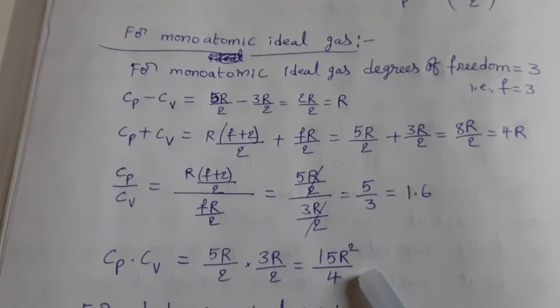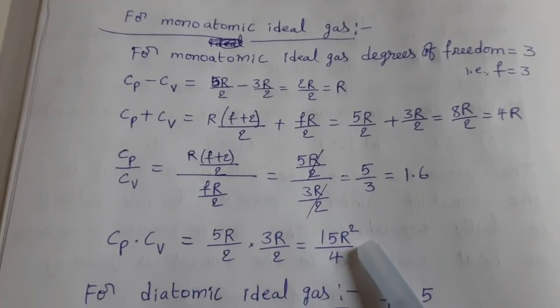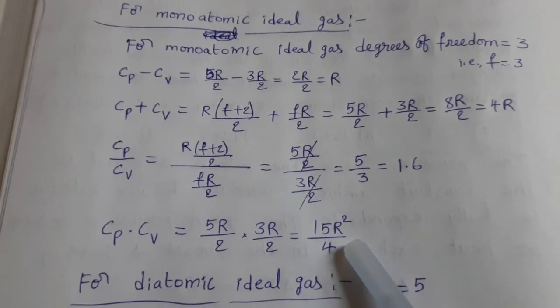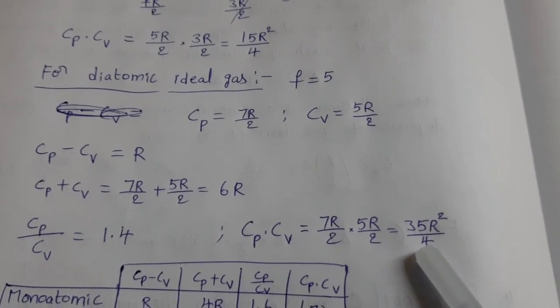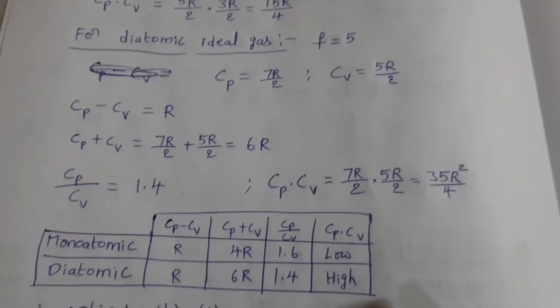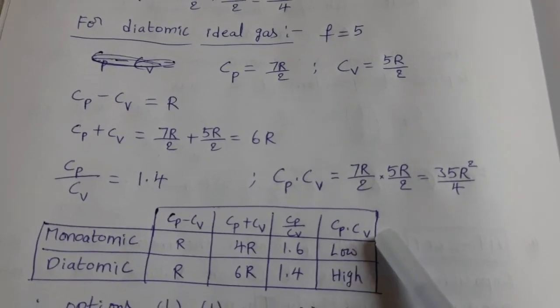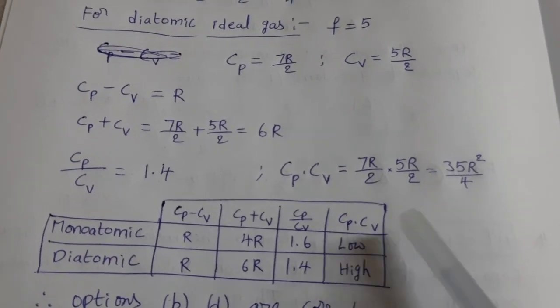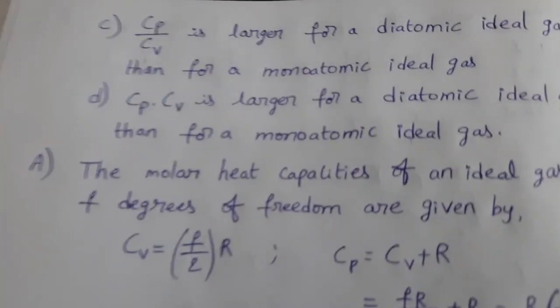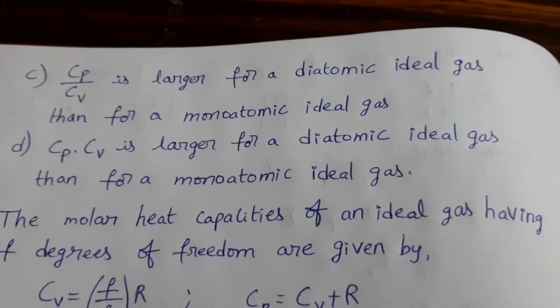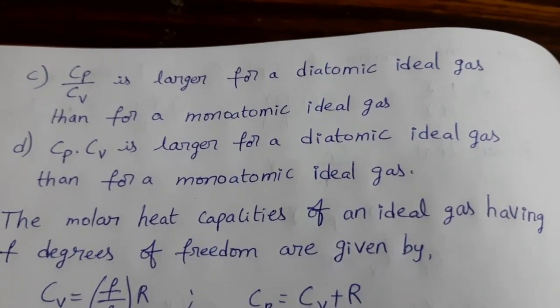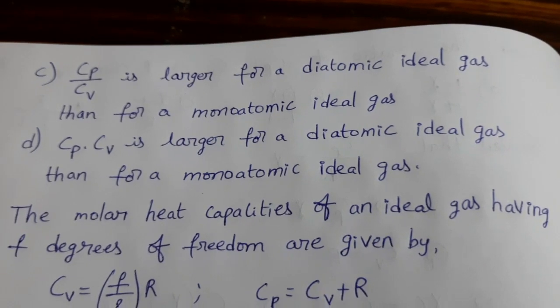For monoatomic, its value 3 point something into R squared if we divide this one. But here for diatomic we can get 8 point something into R squared. So, for diatomic, Cp into Cv value is larger than monoatomic. See the options. Cp into Cv is larger for diatomic ideal gas than for monoatomic. This is correct. So, correct answers are B and D.